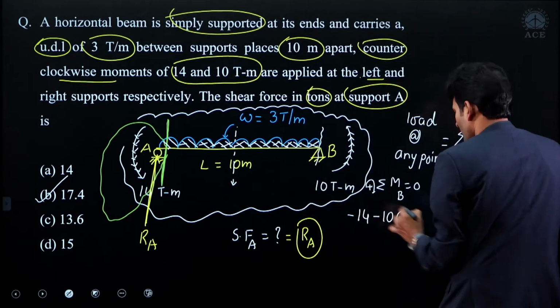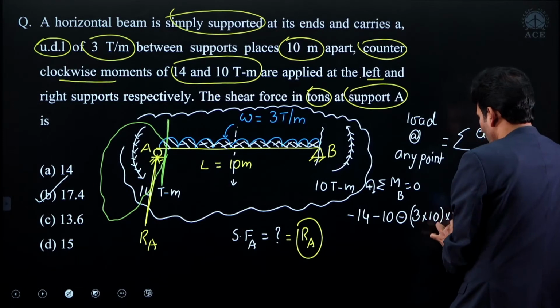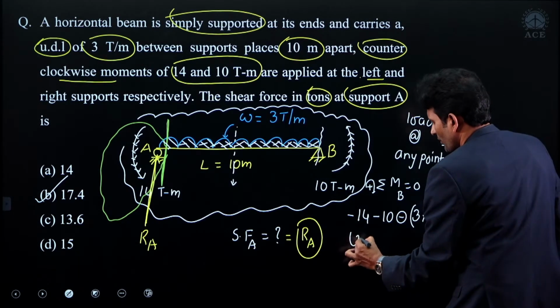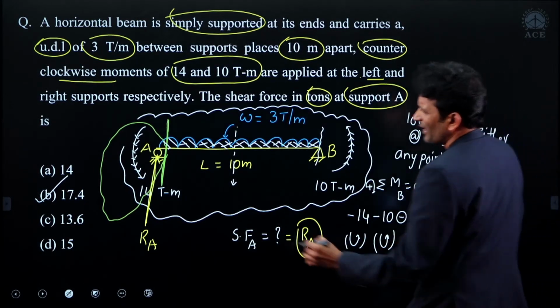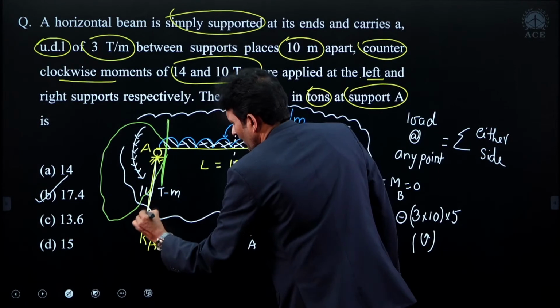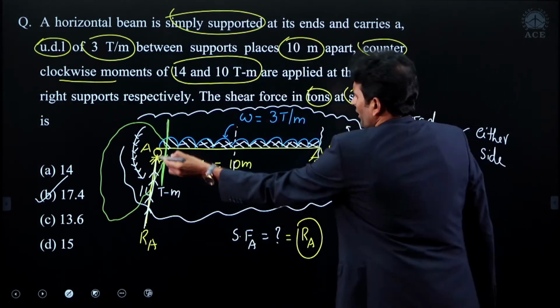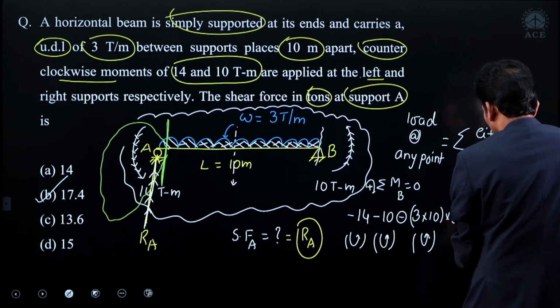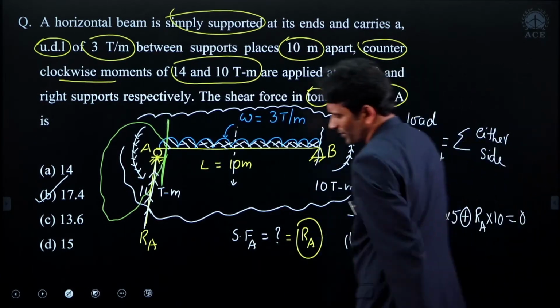Minus 3 into 10 is the load, and the distance is 5. This is anti-clockwise rotation, this is anti-clockwise rotation, this is also anti-clockwise rotation. Then here there is RA. Let us observe RA. RA gives clockwise rotation about B. Then I am taking it as plus RA into 10. It should be equal to 0.